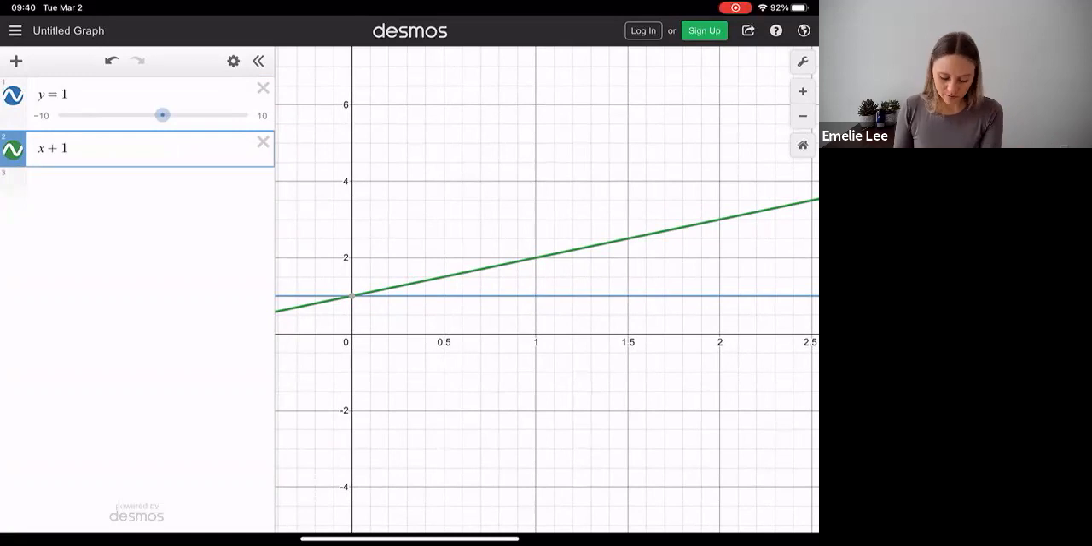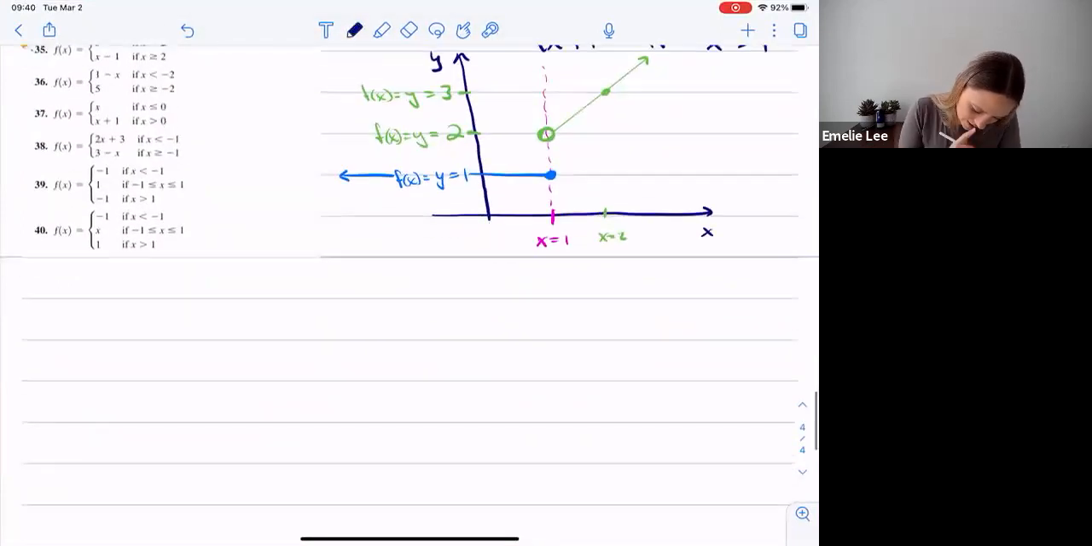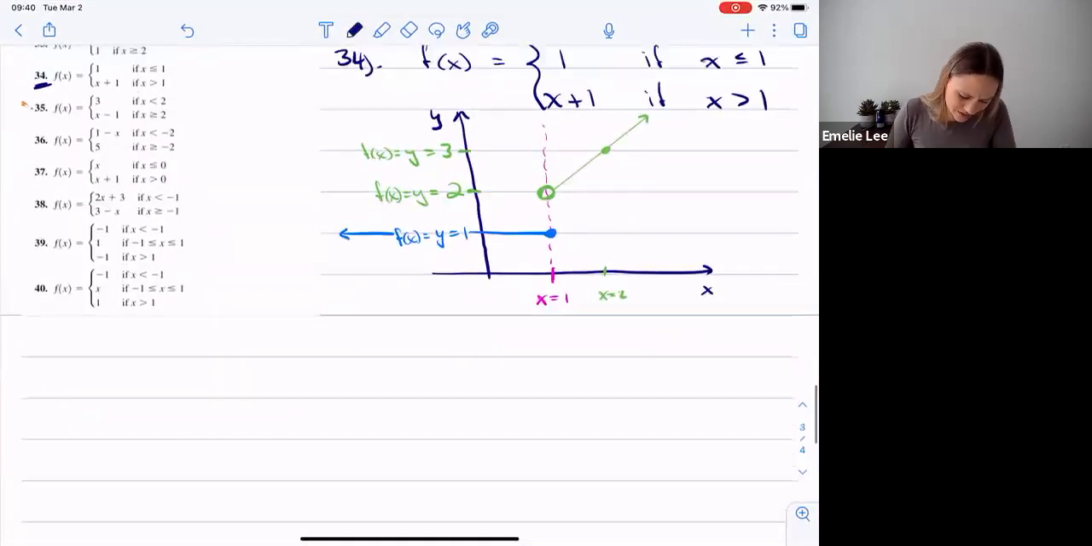But you can also use Desmos. Especially for these harder functions, let's go ahead and try to sketch a graph of, I want to use something with not as many ones. All of them have ones, but let's do 38, okay?